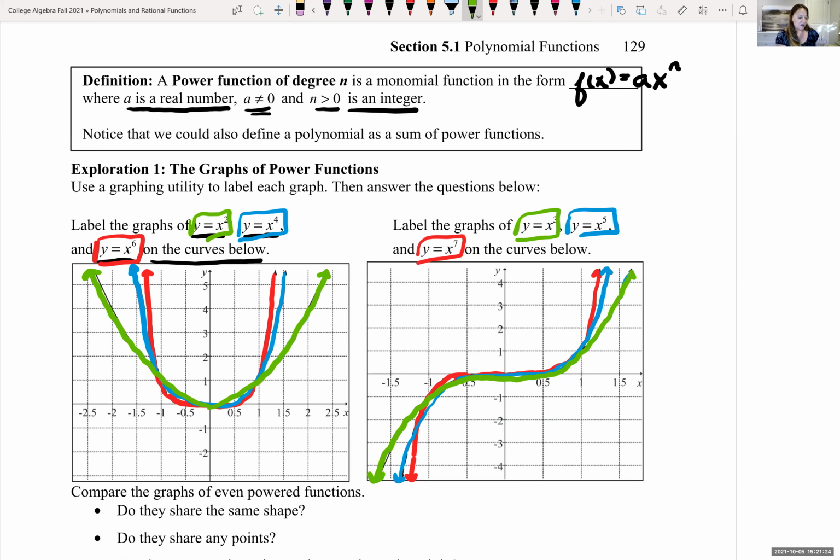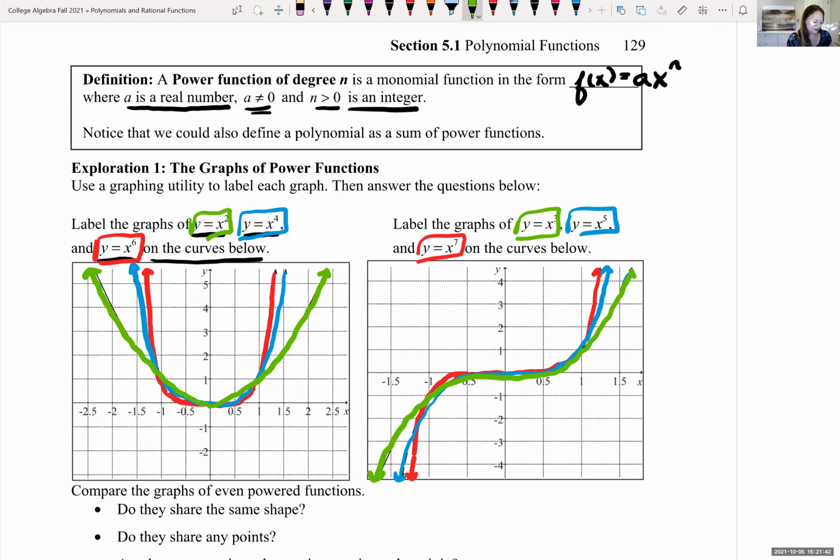So first graph, notice that all of our exponents were even. The second graph, notice that all of our exponents were odd. Notice that they have very similar shapes. So the question asks, compare the graphs of the even functions. Do they share the same shape? And it looks like they do.